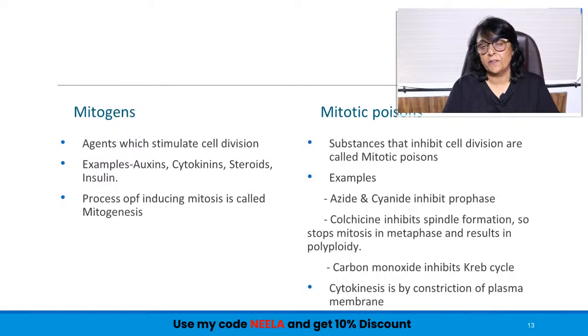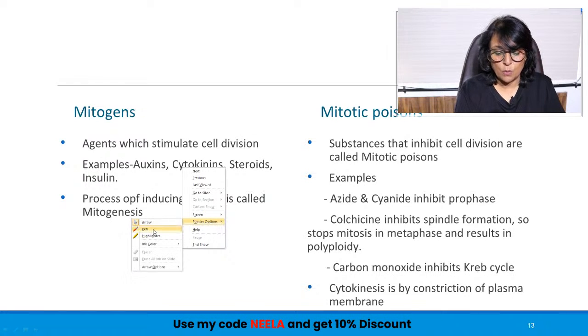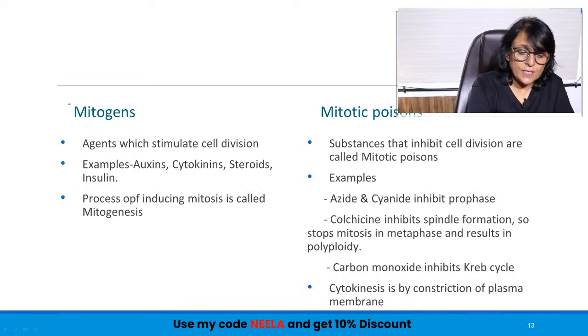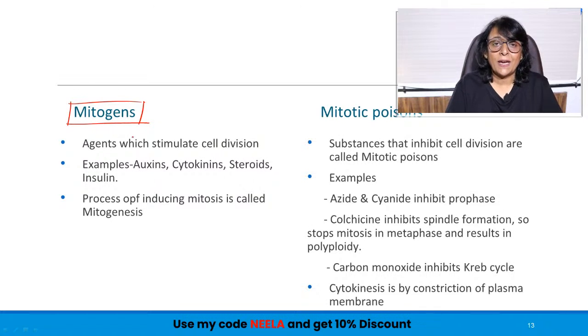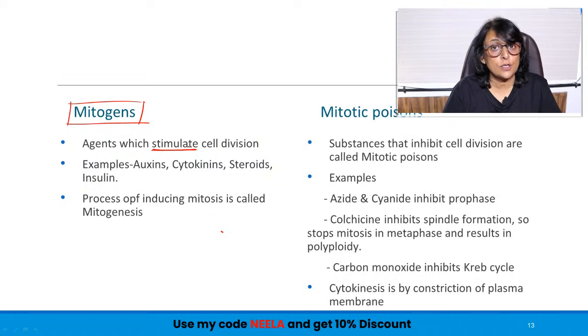Now, two important things. When we are talking of mitosis, we need to know two types of substances. One, which stimulate that division, and the other which inhibit that division. So first category is of mitogens. Mito is for mitosis and gen is for generating. So any substance which stimulates this cell division is called a mitogen.